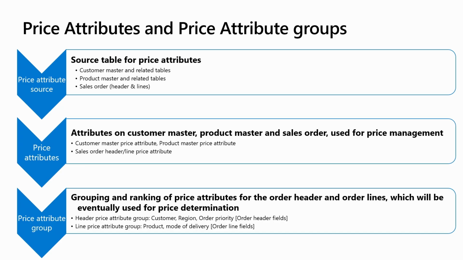For example, Contoso would like the pricing engine to determine price on a sales order based on customer group of the customer or the order, the brand of the item to be sold, or the method of delivery. In this case, the relevant pricing attributes from each pricing attribute source should be clubbed together in the price attribute group and eventually used in the trade agreement to determine the price. And we'll see in the demo how this can be done.